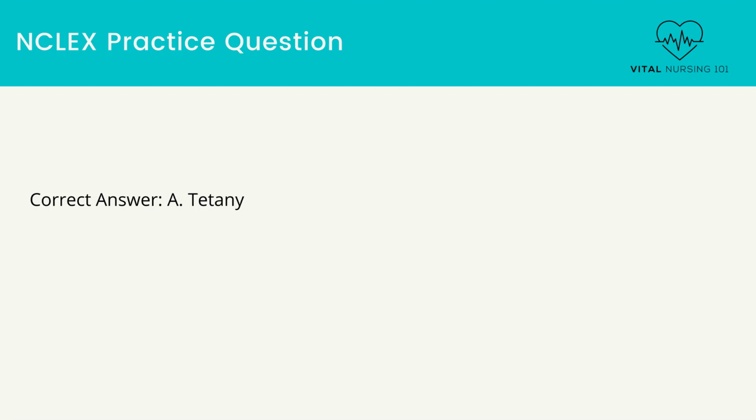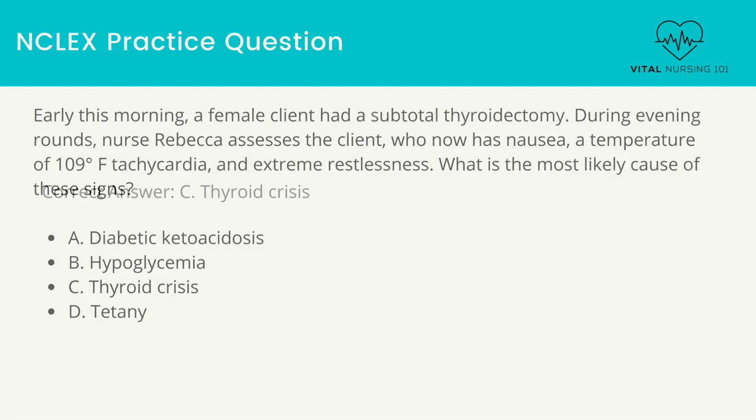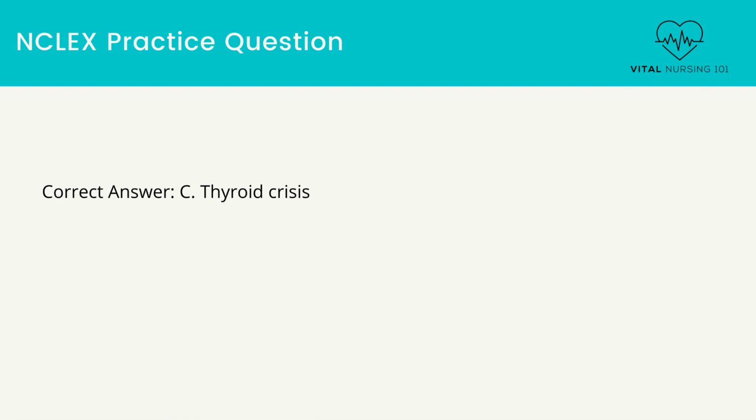Early this morning, a female client had a subtotal thyroidectomy. During evening rounds, Nurse Rebecca assesses the client, who now has nausea, a temperature of 109 degrees Fahrenheit, tachycardia, and extreme restlessness. What is the most likely cause of these signs? A. Diabetic ketoacidosis. B. Hypoglycemia. C. Thyroid crisis. D. Tetany. The correct answer is thyroid crisis.